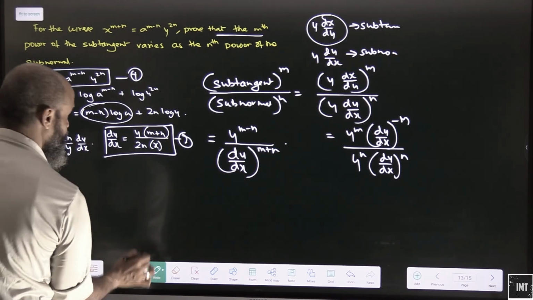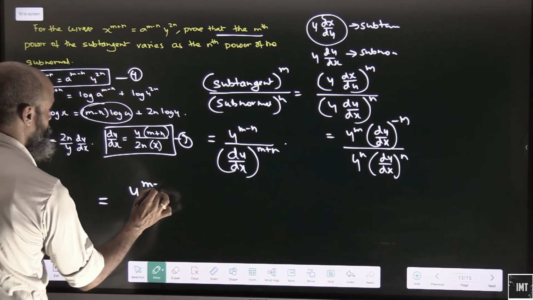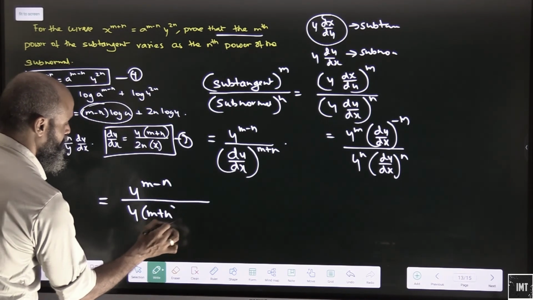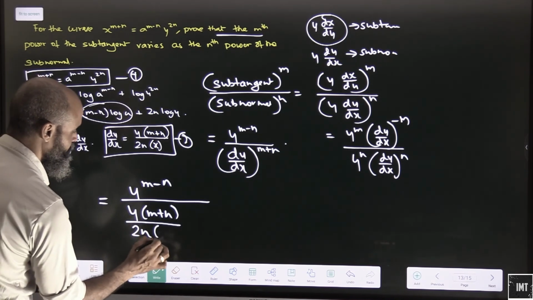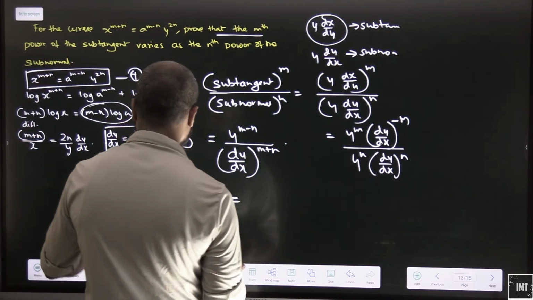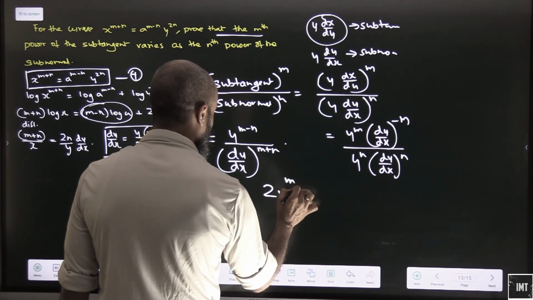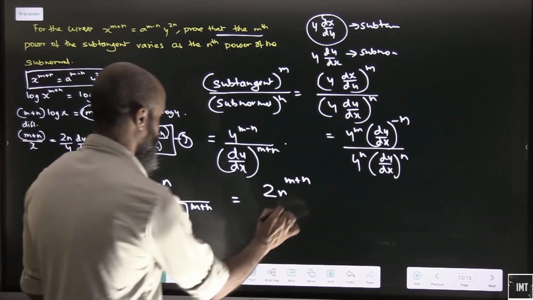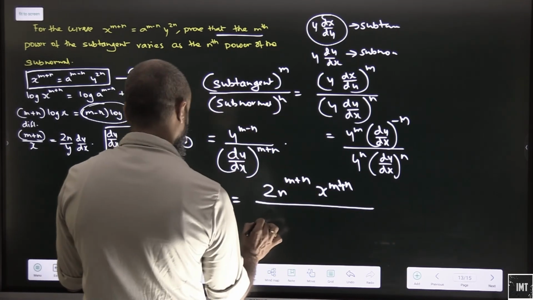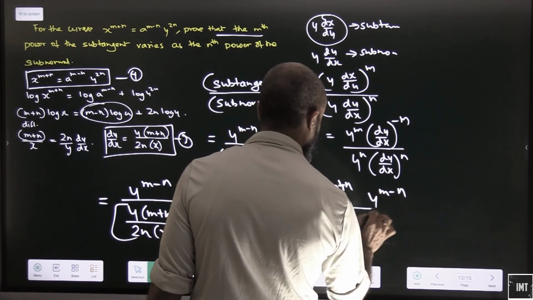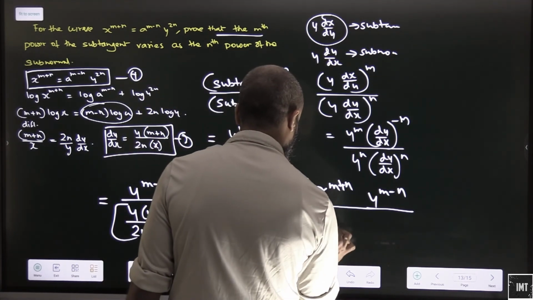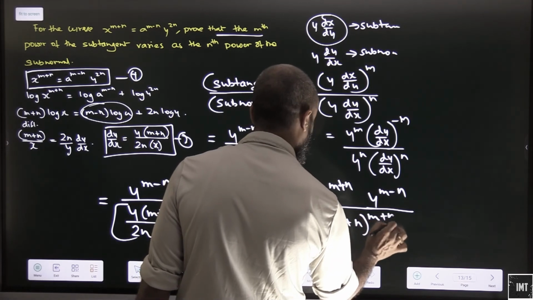So what is the value of dy by dx? Let's put this here. So this will be y to the power m minus n upon dy by dx, that is y into m plus n upon 2n into x, and this entire thing to the power m plus n. So we have here 2n raised to m plus n going up, and x to the power m plus n going up, upon y to the power m minus n. We have here y to the power m plus n into m plus n raised to m plus n, okay.